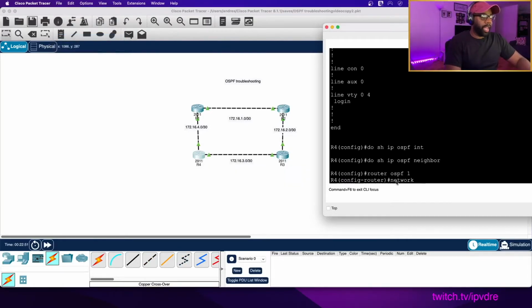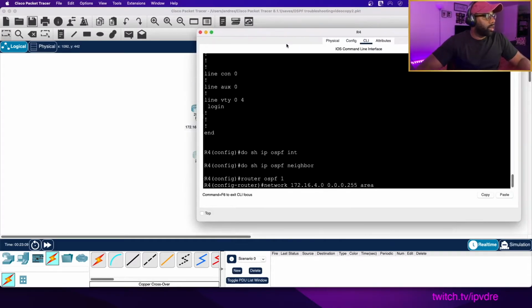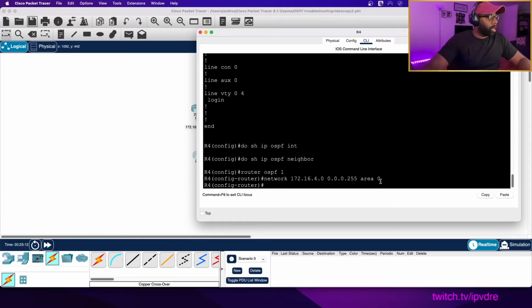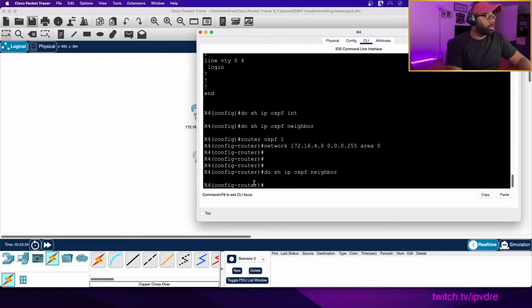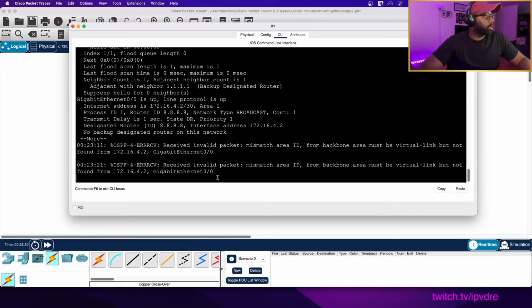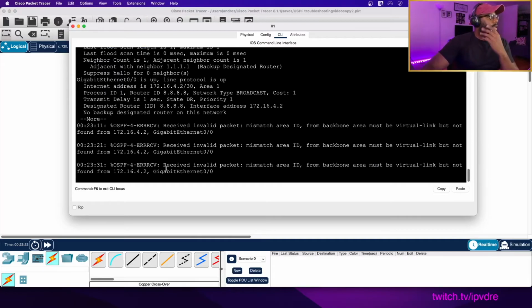Network. And we're gonna activate OSPF on this interface right here. So that's 172.16.4.0, 0.0.0.255. Area, let's do area 0, right? And it should be up now, hold on. Do show IP OSPF neighbor. Should be up, right? What do we have here?